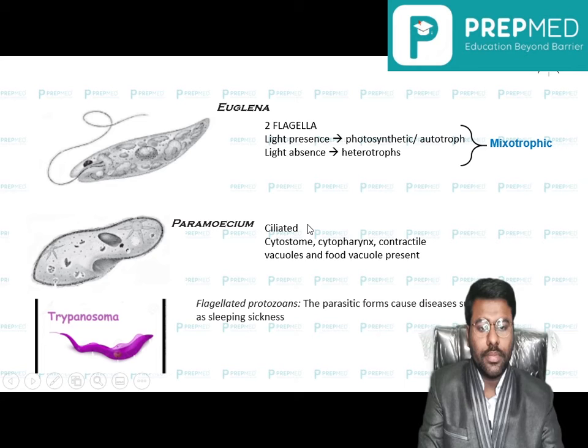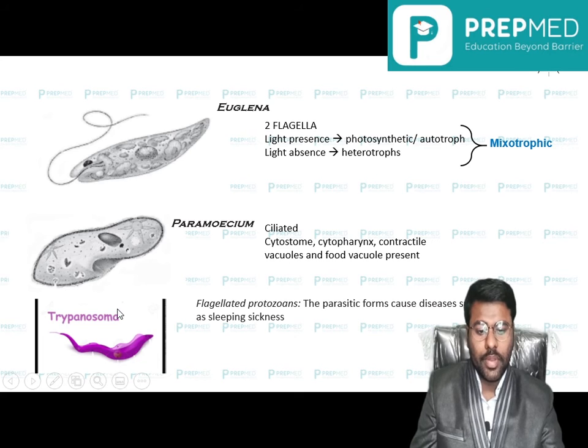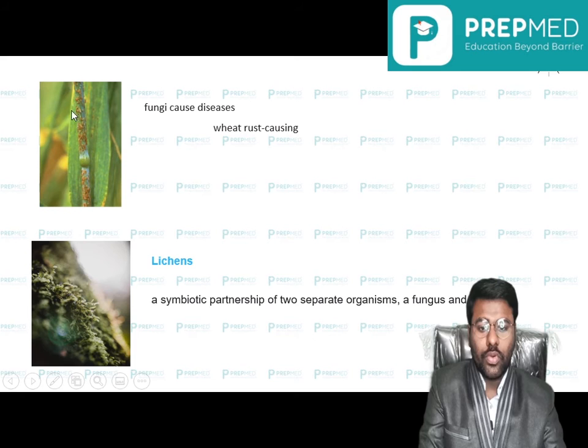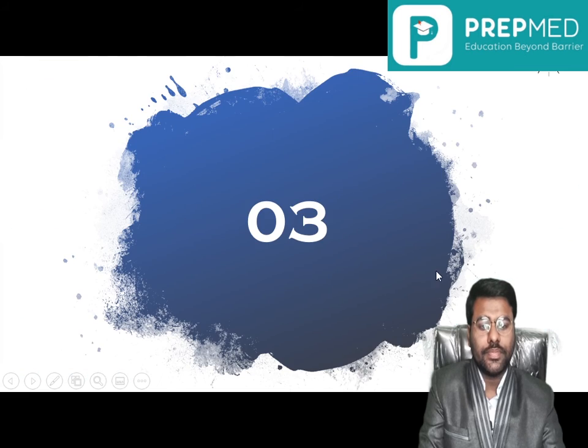Coming to the next, there are Euglena, Paramecium, and Trypanosoma. Euglena is mixotrophic. There are 2 flagella. In Paramecium, they are ciliated, and cytostome, cytopharynx, contractile vacuole and food vacuole are present. In Trypanosoma, sleeping sickness is the most important disease. Coming to white rust, the fungi cause the disease, and there is the lichen, the symbiotic association between fungus and algae.